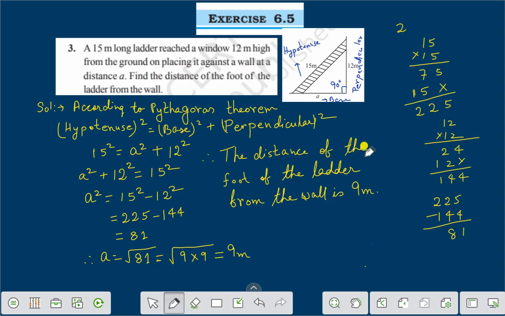Right? Here you see once again. This is hypotenuse. Hypotenuse square equal to base square plus perpendicular square. Here hypotenuse is 15 meter and base is A and perpendicular is 12. And we get that A is equal to root over 81. That is 9 meter. As you can see that the distance of the foot of the ladder from the wall is 9 meter, and that is the answer.